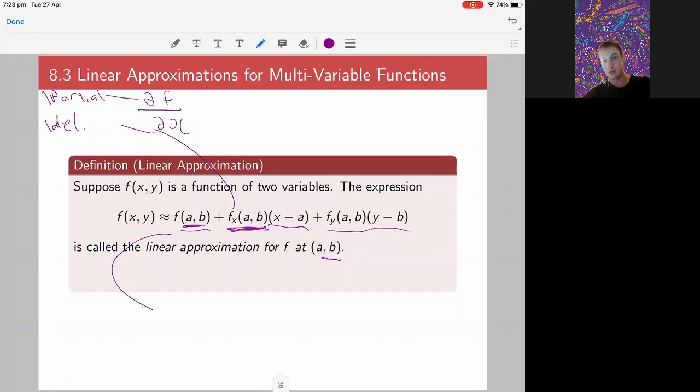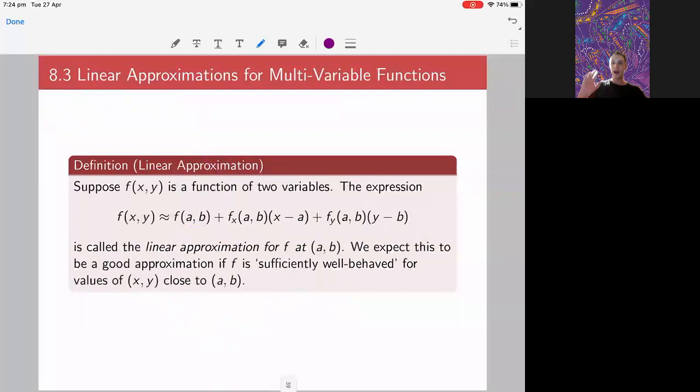Now, I promise I'll get you a picture of what this looks like briefly, but in the same way that the linear approximation gave you a tangent line to a function, this is meant to be giving you a tangent plane. You take a multivariable function graph, pick a point, and take the tangent plane at that point. That's exactly what this expression is giving you. The tangent plane is called the linear approximation for that function at that particular point. As we saw with the single variable case, we expect this approximation to be good, at least if your function is well behaved and if you're dealing with values of x and y which are sufficiently close to this point a, b.